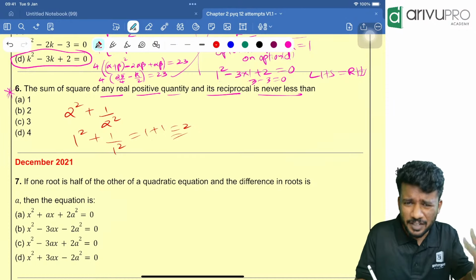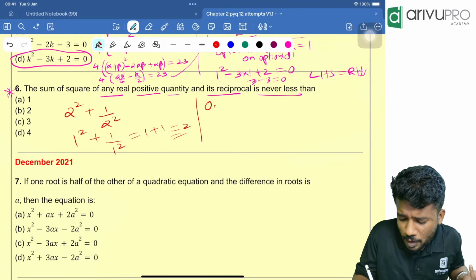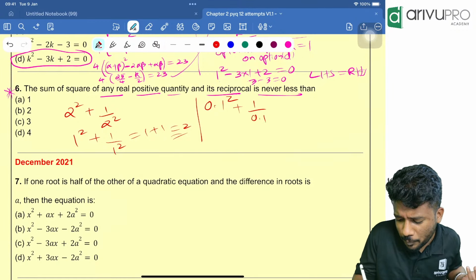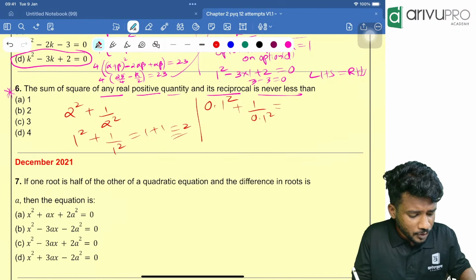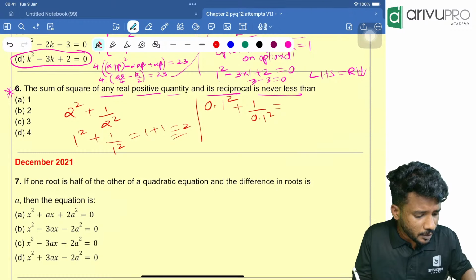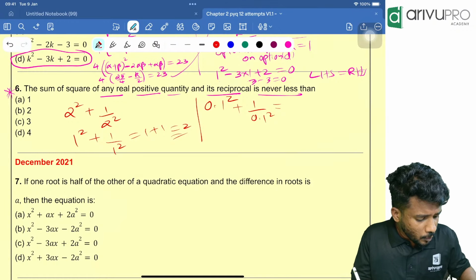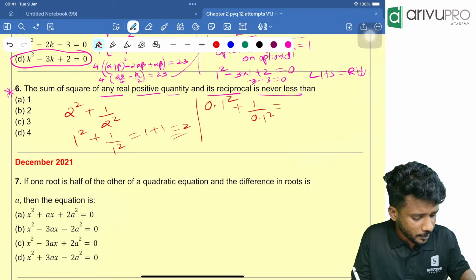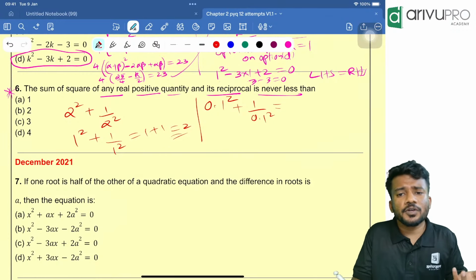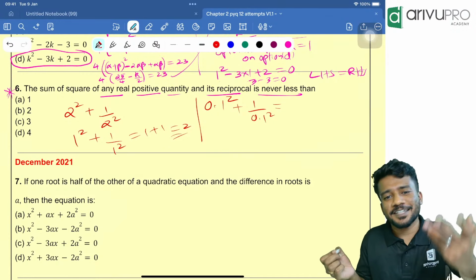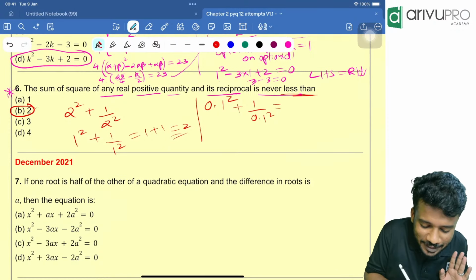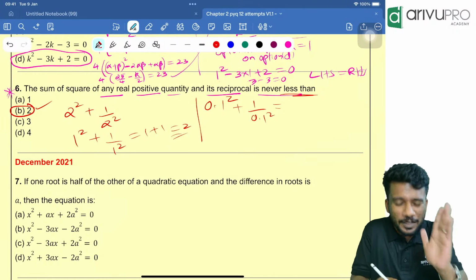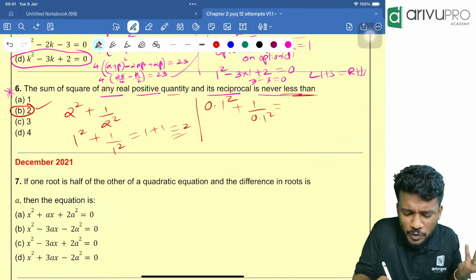Now take a decimal value, real, right? So I can take around 0.1 and its reciprocal, 1 divided by 0.1 square. Clear the memory. 0.1 squared, M plus, then 1 divided by 0.1 squared, M plus, and you are getting more than 2, right? It is coming to be at least 2. That means the minimum will be never less than 2.